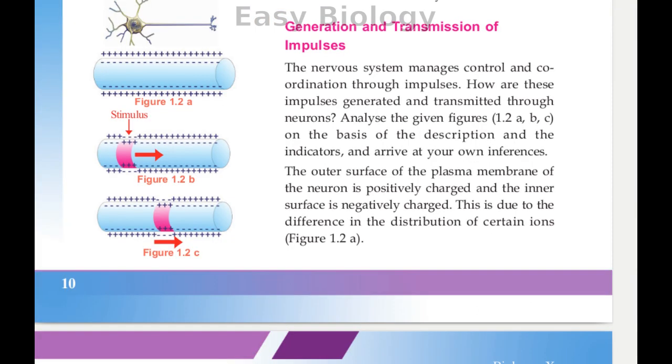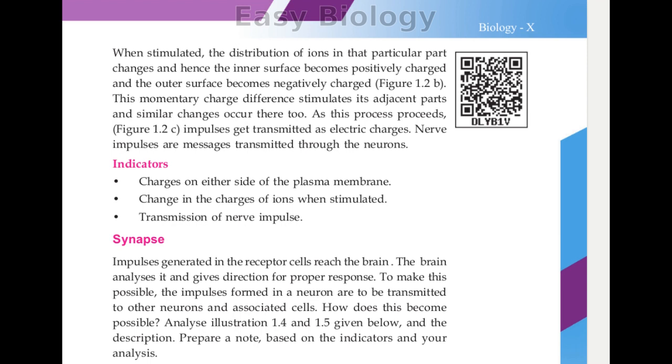Next point, the outer surface of the plasma membrane of the neuron is positively charged and the inner surface is negatively charged. This charge difference is due to the difference in the distribution of certain ions. When stimulated, the distribution of ions in a particular part changes. Positive charge changes to negative charge and negative charge becomes positive charge. And this charge difference is momentary.